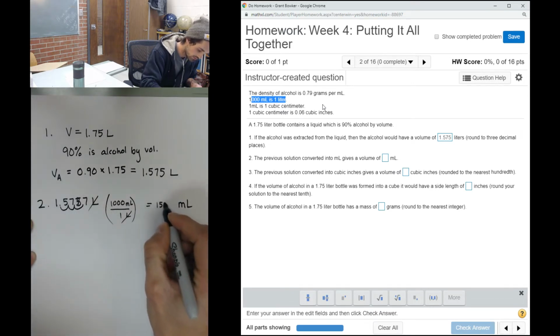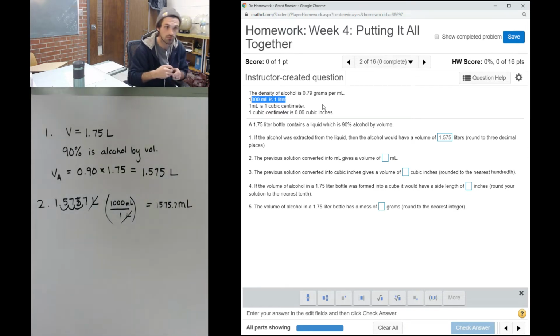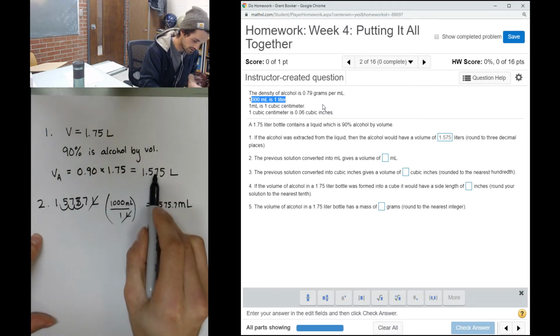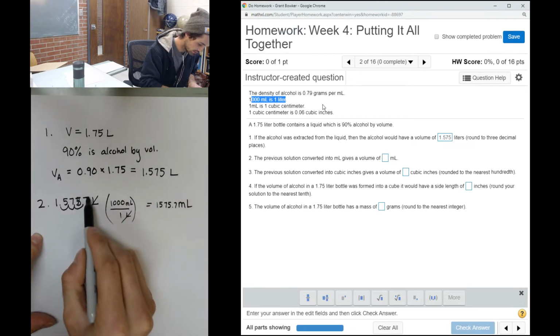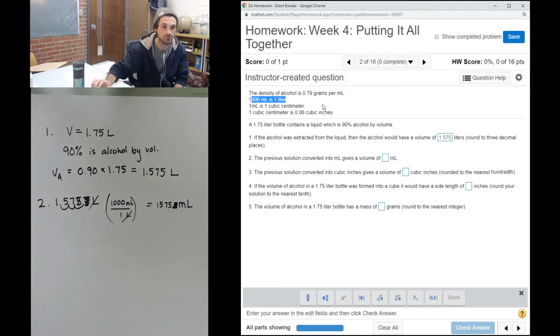Wait, hold on. I feel like I do have an extra 7 in there. The volume of the alcohol is 1.575 liters. I don't know where this extra 7 came in. So 1575 milliliters.